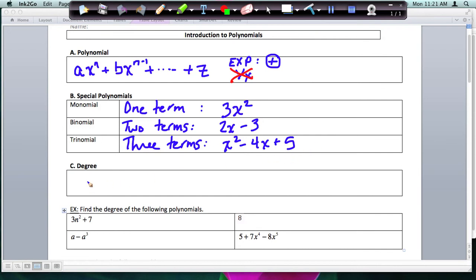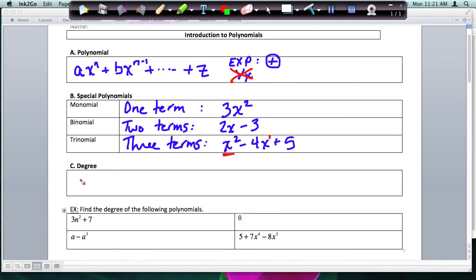The degree of a polynomial is basically the degree of the highest term. So for example, in this trinomial, I have an x squared and x to the first power, and then no x. This is basically x to the 0 power. The degree is the degree of the highest term. So in that example here would be a degree of 2.